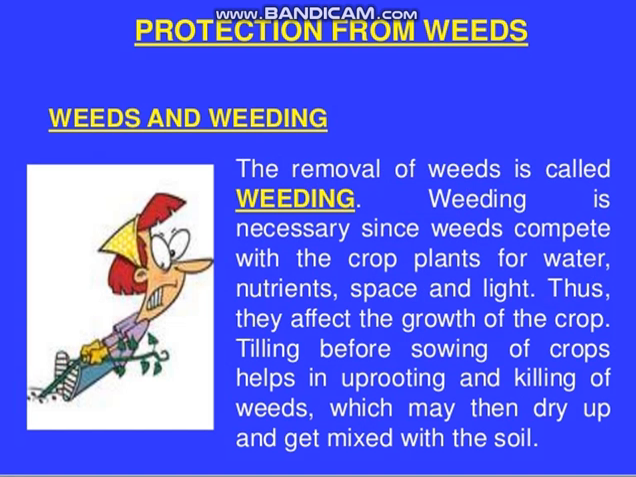Now, what are the different methods of weeding? Weeding can be done by tilling. Tilling before sowing of crops helps in uprooting and killing of weeds, which may then dry up and get mixed with the soil. Weeding can also be done by the manual method, using a harrow or trowel.